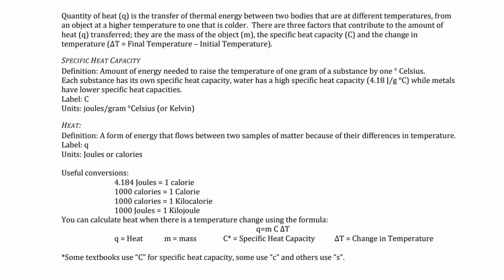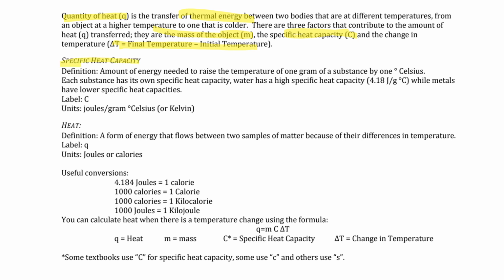So the quantity of heat, or Q, is a measure of the transfer of thermal energy between two bodies, one that needs to be higher in temperature and the other is going to be cooler. Three factors contribute: the mass of the object, the specific heat capacity, and the change in temp, which is final temperature minus initial temperature. Specific heat capacity, what is that?